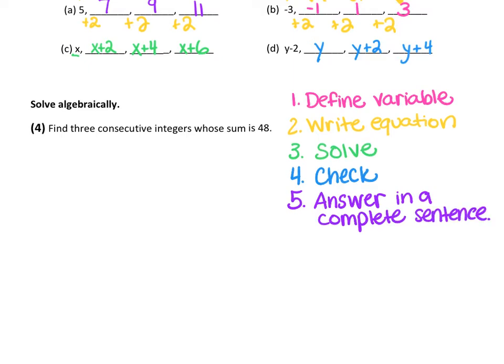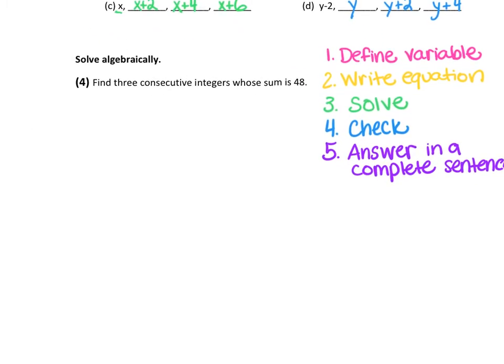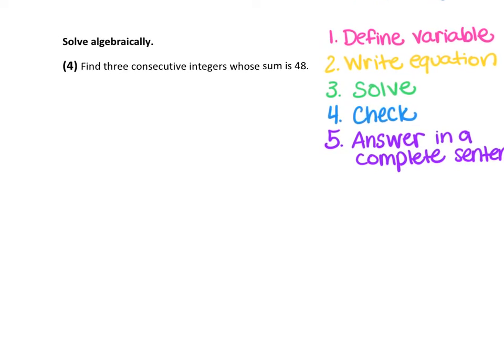So this is how we solved these types of equations in 7th grade. So we're going to do this again. Okay, so number 4, we're going to solve this algebraically. Find 3 consecutive integers whose sum is 48. And this is important here because sometimes it might say consecutive and sometimes it might say consecutive even or consecutive odd. And we know from up above that we have to treat those a little bit differently.